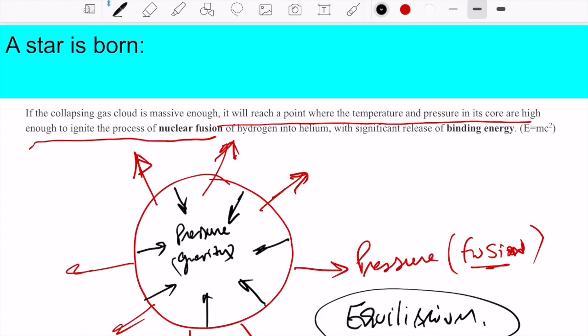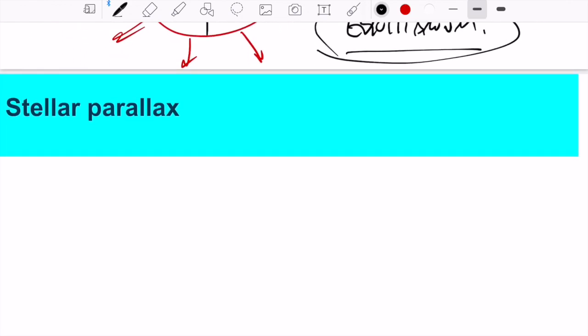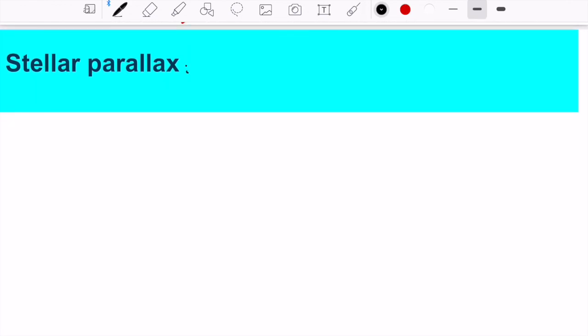But this equilibrium will not last forever. Nothing lasts forever, not even the universe. Bear in mind that. Okay, so what is the first big question? The first big question is how to measure, and I put this between inverted commas, the distance to a star.